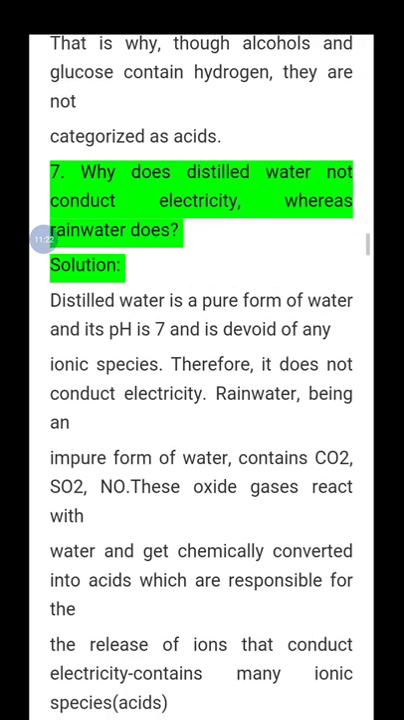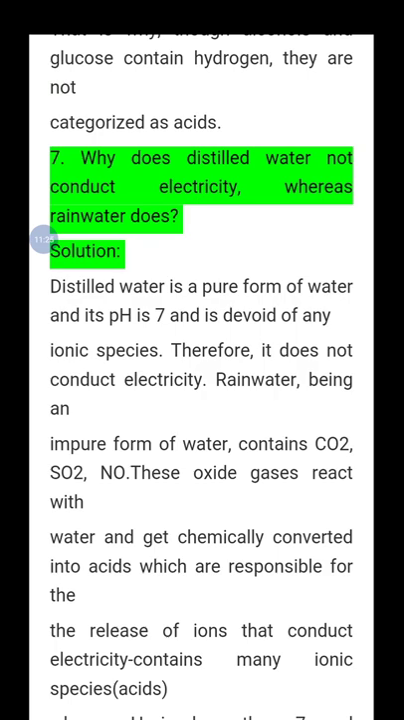Now the next question we have highlighted: why does distilled water not conduct electricity whereas rainwater does?